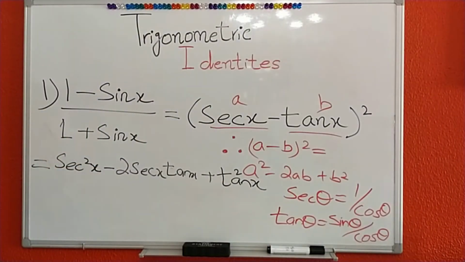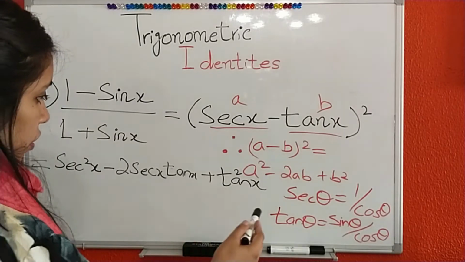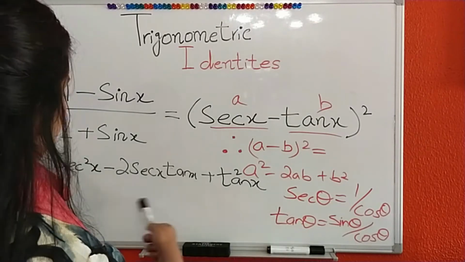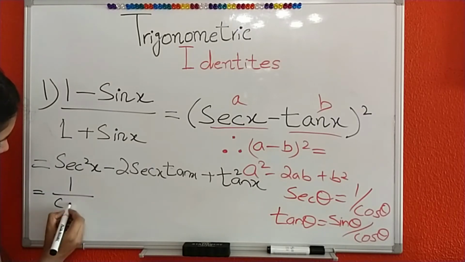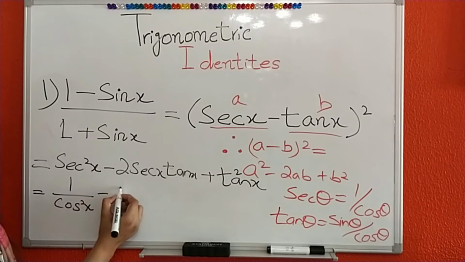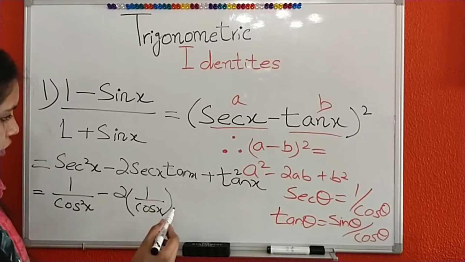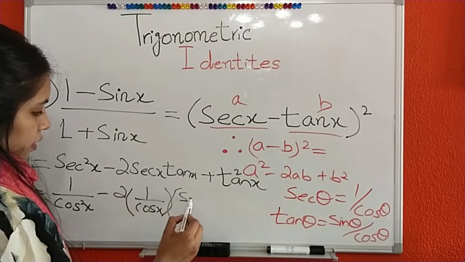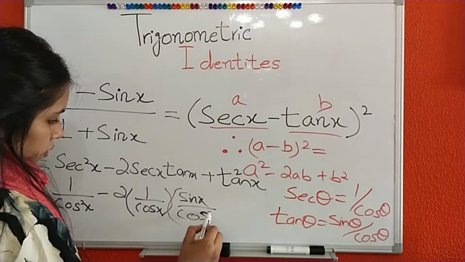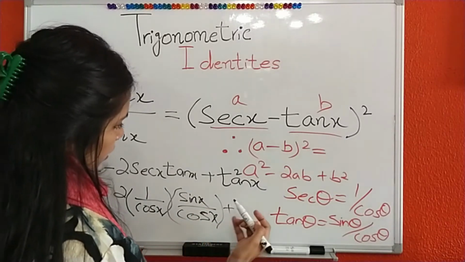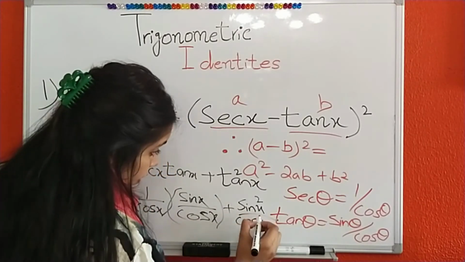Now here the angle is x, so I will use the angle x in the question. I need to use these two identities in this question, so I'm just converting. It is like 1 over cos square x minus 2 times 1 over cos x times sin x over cos x, plus sin square x over cos square x.